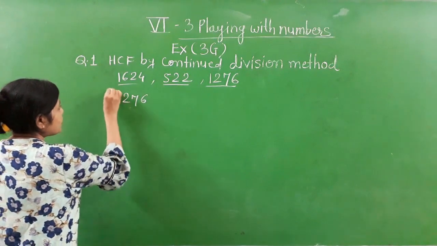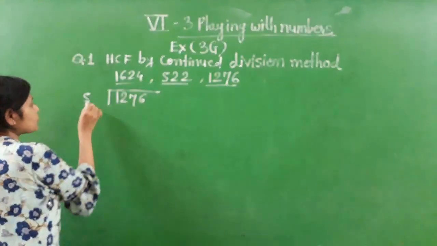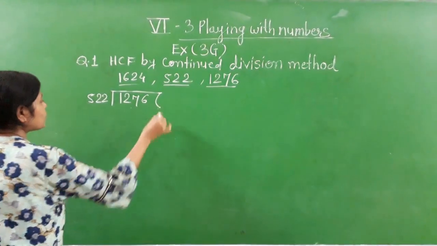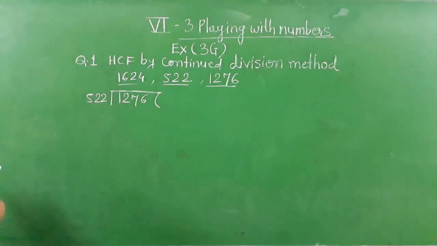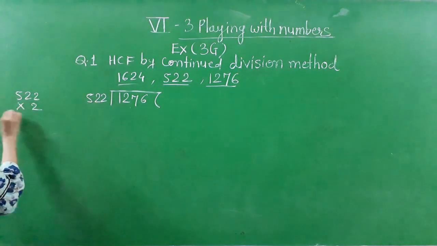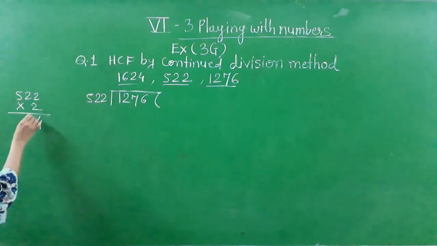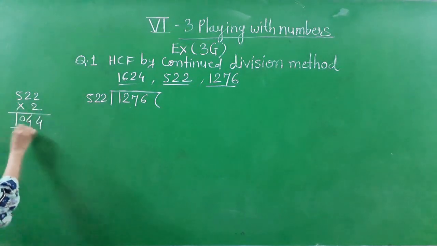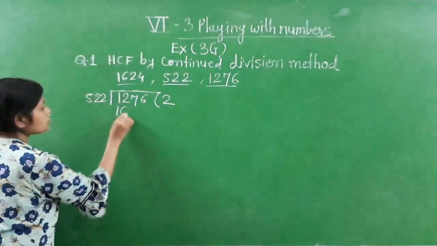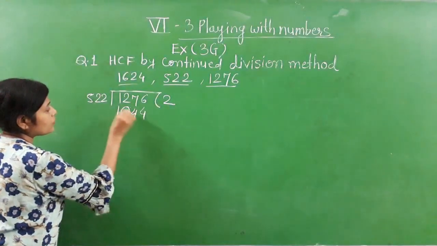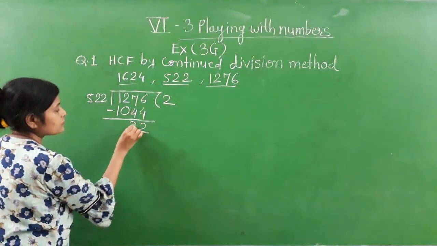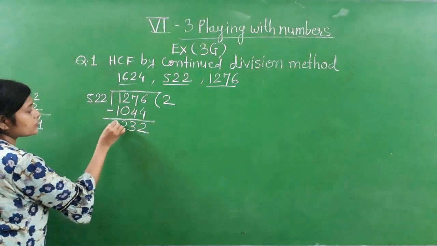1276 will be divided by 522. Okay. Now we'll see 2's, what will we get when we do 2's. So 522 into 2. We'll get 2 2's 4, 2 2's 4, and 5 2's 10. And this can go. Okay. So we'll write 2's 1044. Then subtract it. What will we get? 6 minus 4 is 2. 7 minus 4 is 3. Here 2, and this becomes 0.